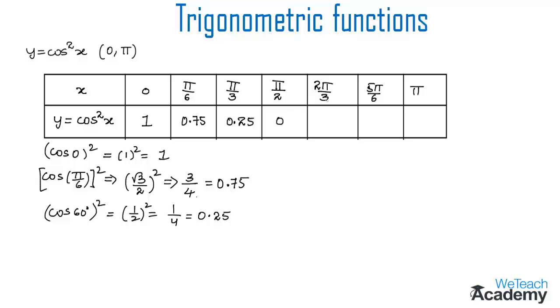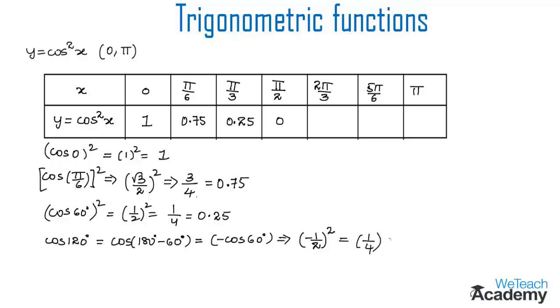And then the next radian is 2 pi by 3, which is 120 degrees. Now let us find the value for cos 120. Cos 120 can be written as cos of 180 degrees minus 60 degrees. So here it is in the form of cos 180 minus theta, which is equal to minus cos theta. So here we get minus cos 60 degrees, and the value for cos 60 is 1 by 2. So we get minus 1 by 2, and now we have to find the value for cos square x. Let us square this value. By squaring, we get 1 square, which is 1, divided by 2 square, which is 4. So 1 by 4, which is equal to 0.25.